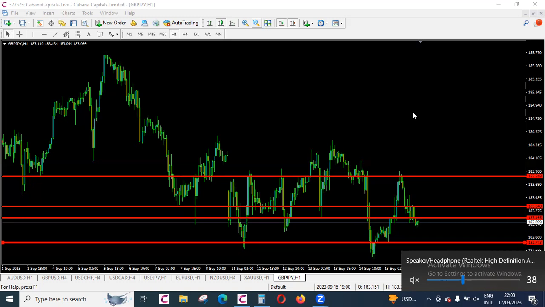Now, the best time frames to apply pivots are the daily, weekly, and monthly. You can use it on 4 hours, but the time frames I recommend are daily, weekly, and monthly. If you're a day trader, you want to make use of the daily time frame. If you're a swing trader, you want to make use of the weekly time frame. If you're a position trader, you want to make use of the monthly time frame. I hope that is clear.